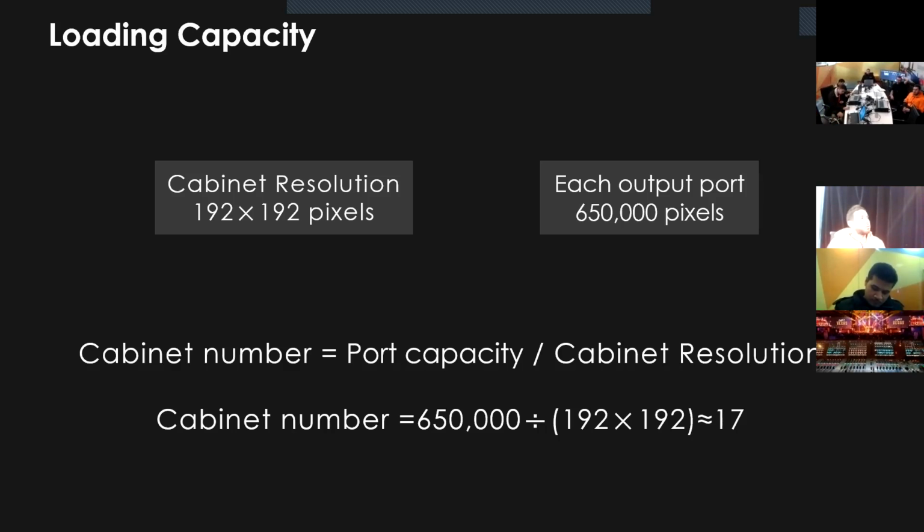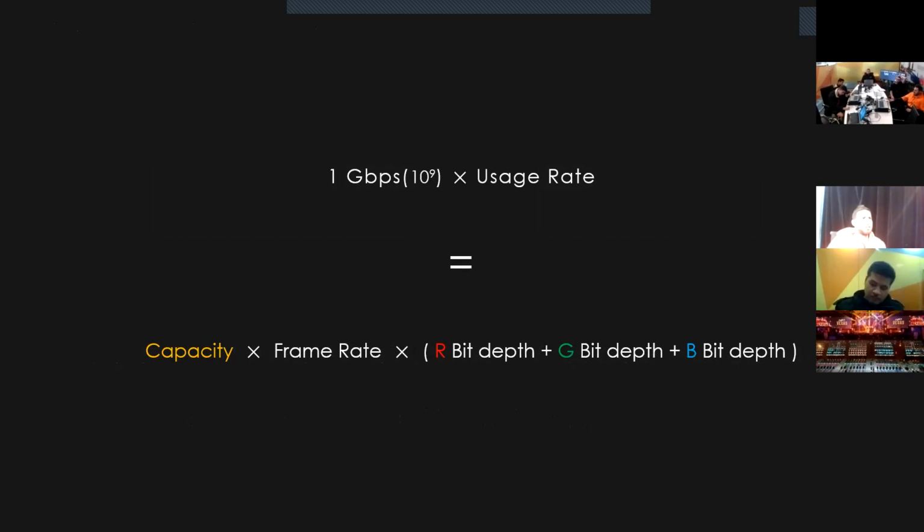And the next one, this part is the reason why one port capacity is 0.65 million pixels. I think it's better for you to make notes or take a screenshot, because this is a little bit hard, just a little bit.